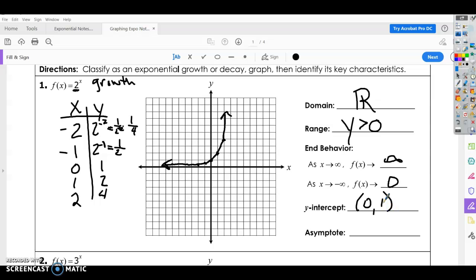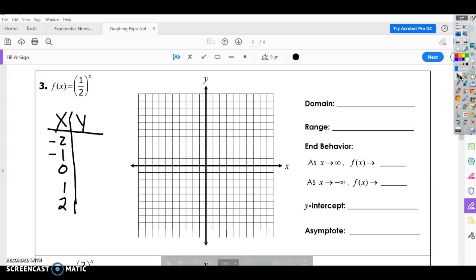And the asymptote is the line which the graph approaches. Since the graph is approaching 0, this is going to be y equals 0. All right, we're going to skip number 2 because it's exactly like number 1, and we're going to look at number 3.